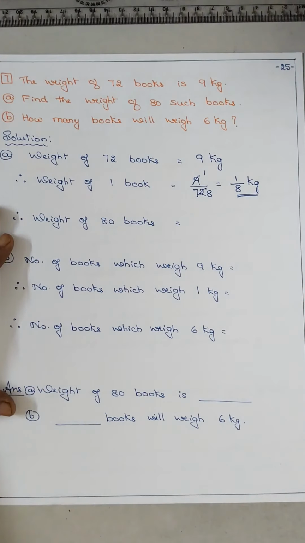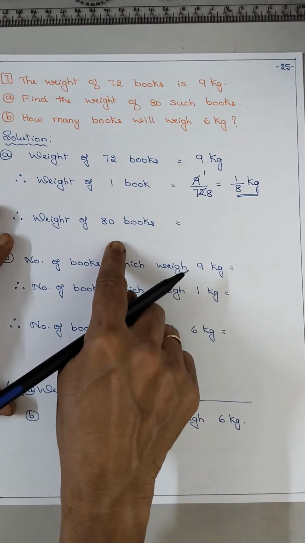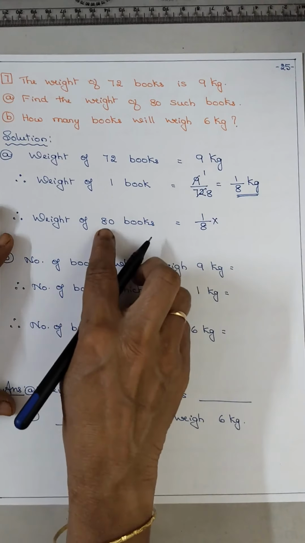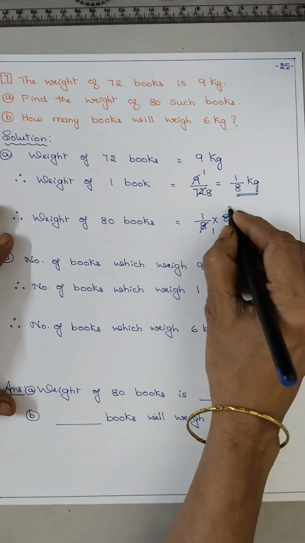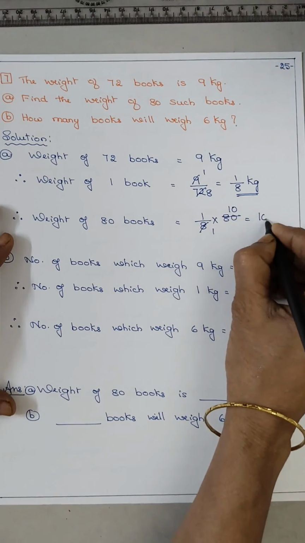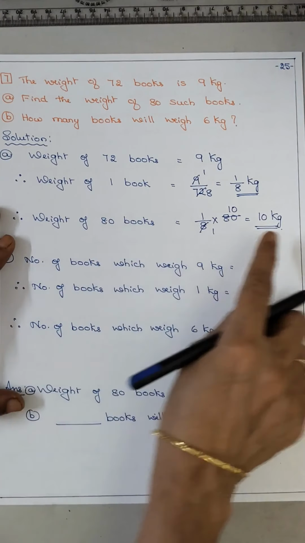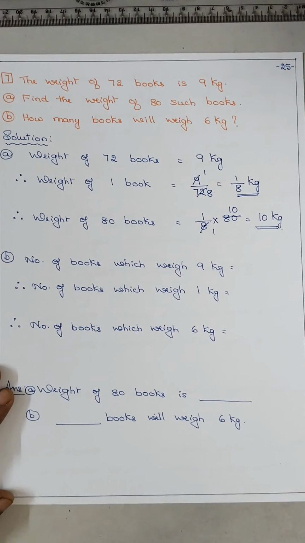This is the weight of one book. Now in the question, what is the weight of 80 such books? So you get 1 by 8 into how many books? 80. 8 ones are 8, 8 tens are 80, so it is 10 kg. So the weight of 80 books is 10 kg. That was the first question.